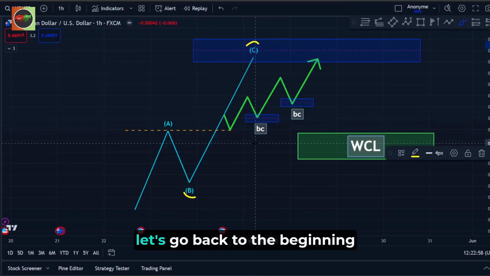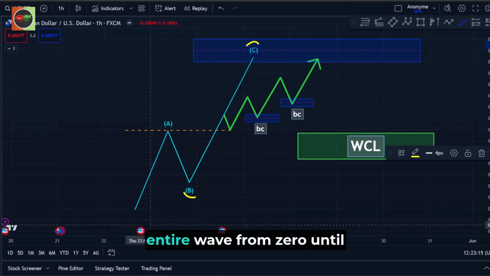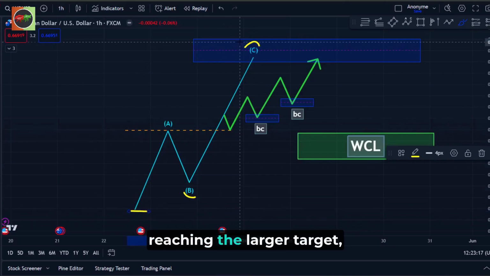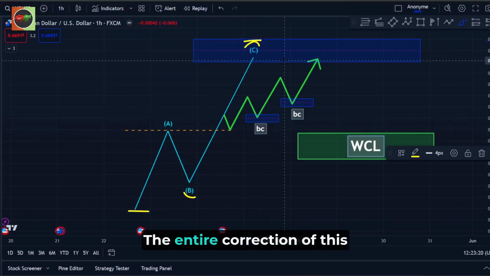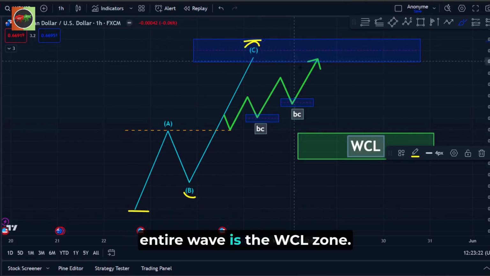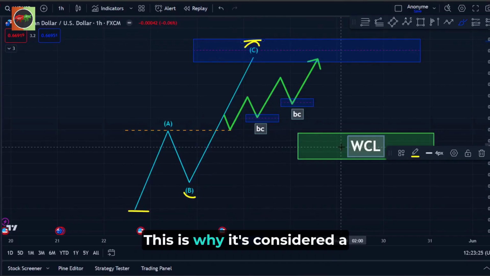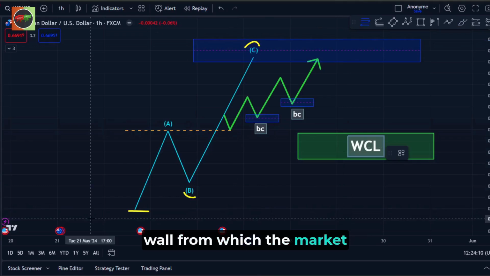Okay, now let's go back to the beginning so we can understand the BC zones and the difference between them and the WCL zone, because most traders have noticed that they confuse the BC zones with the WCL zones. The BC zone, as we said, is a correction zone for the entire wave from 0 until reaching the larger target, which is the C zone. The entire correction of this entire wave is the WCL zone. This is why it's considered a wall from which the market can bounce.